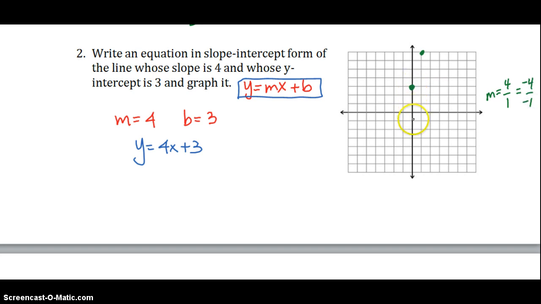-1, 2, 3, 4, -1. Three points will make for a neater line than two points any day. And so that is the graph.